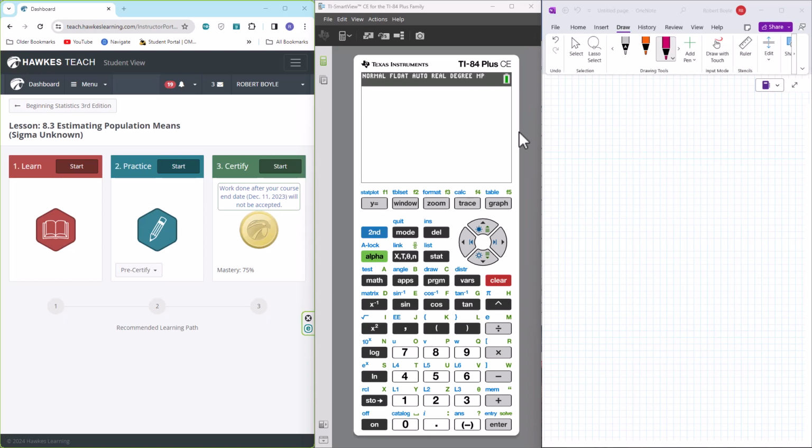And here we have our homework set up. Here is Hawks, here is my calculator, and here is my OneNote in case I have any kind of drawing or stuff that I have to do. Let's first go ahead and go into Certify to see what we're dealing with.